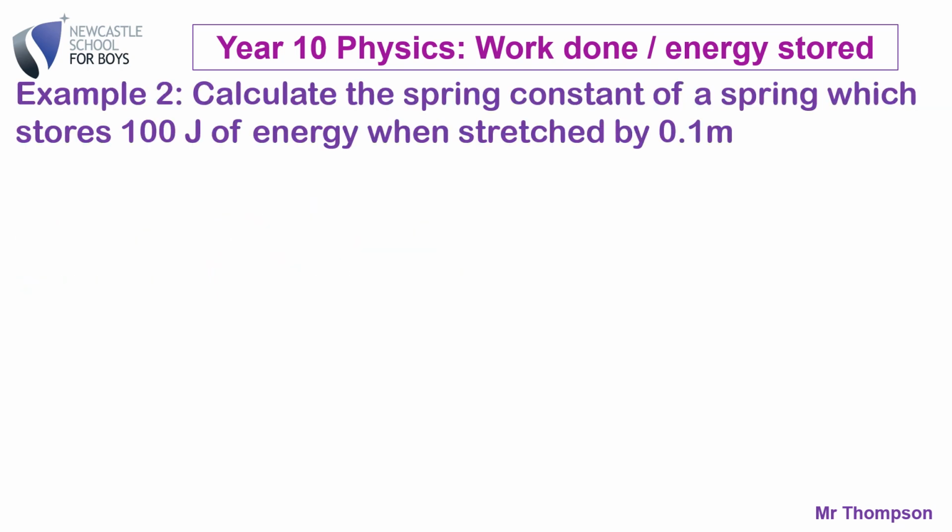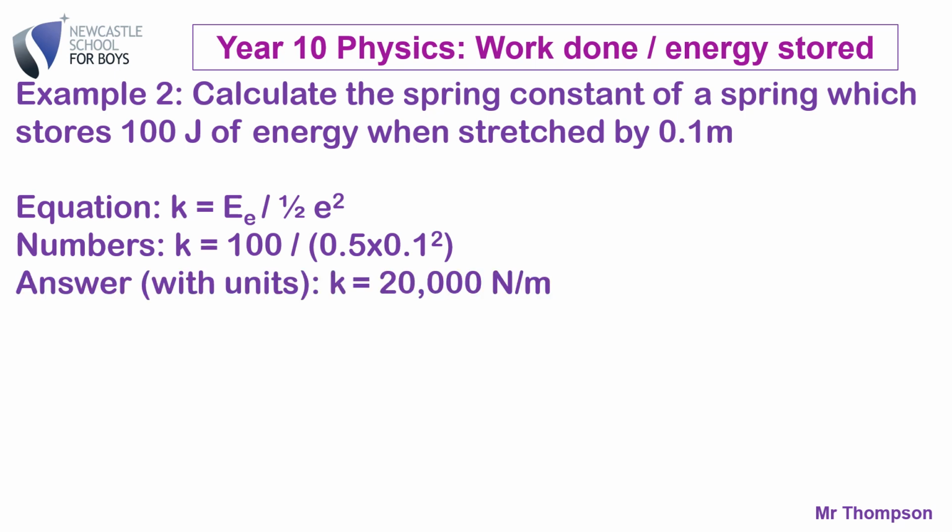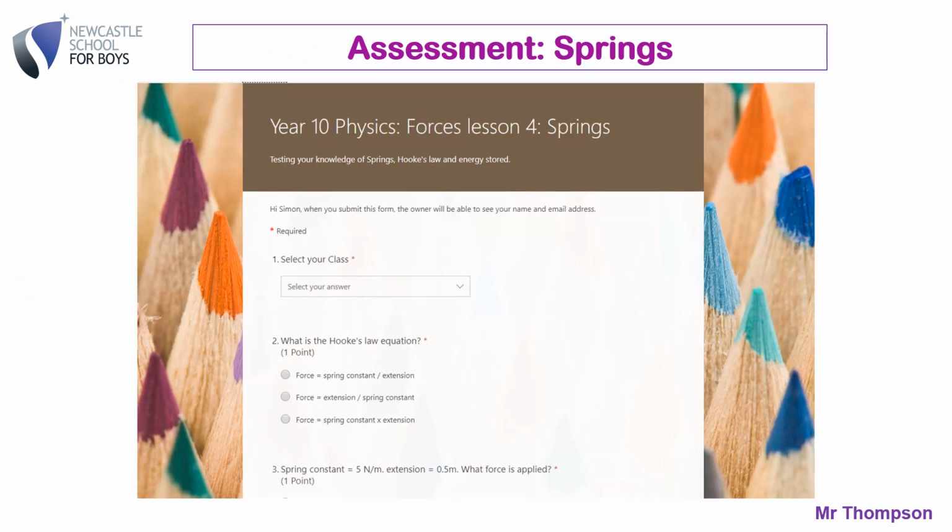Okay, example number 2, if you're going to rearrange it, calculate the spring constant of a spring which stores 100 joules of energy when stretched by 0.1 meter. Rearrange the equation, as I showed you, put in the numbers, making sure you square the extension there, and you should get an answer of 20,000 newtons per meter. Okay, the last one, which was rearranging to get K, is quite tricky, and there's some examples on here.